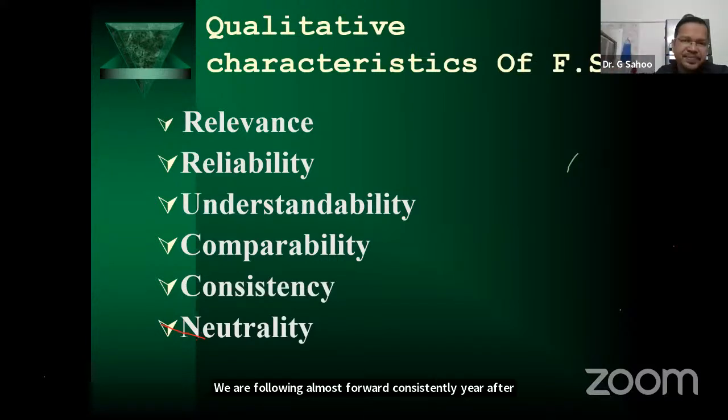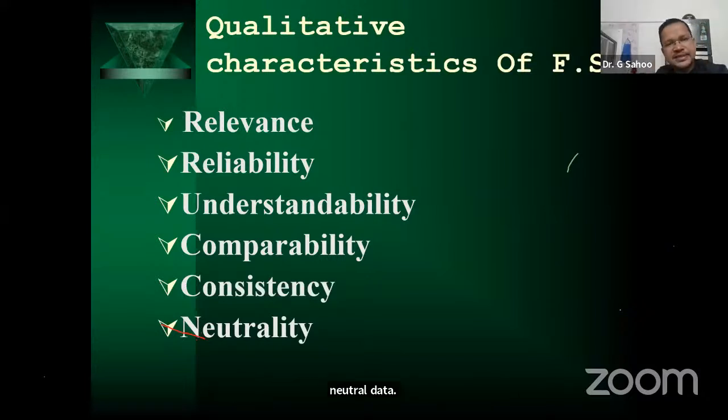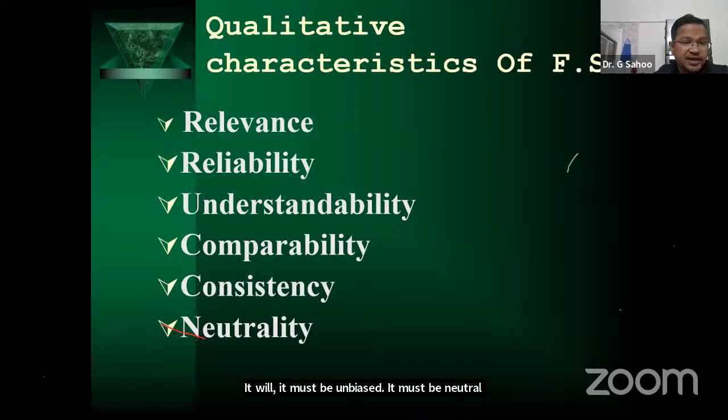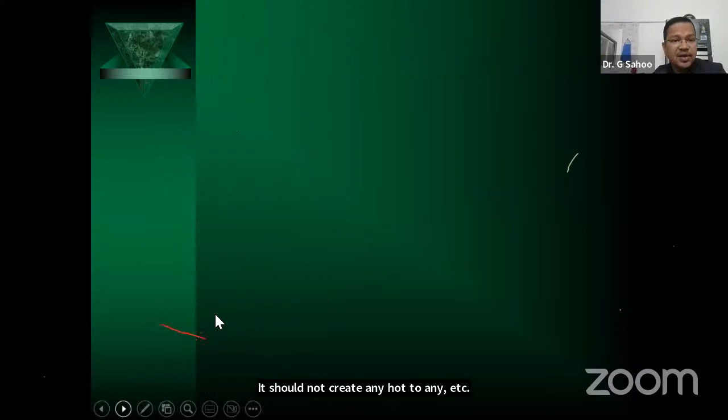Again, next one is neutrality. The financial statement must contain unbiased and neutral data. We must not provide any kind of information in the financial statement which will have a detrimental effect on various religion, caste, creed, sex, etc. So whatever transactions or events we are taking, or whatever information we are incorporating in the financial statement, it must be unbiased, it must be neutral. It should not create any harm to any religion, any species, or any sex, etc. Okay. So this is another qualitative characteristic of financial statement.